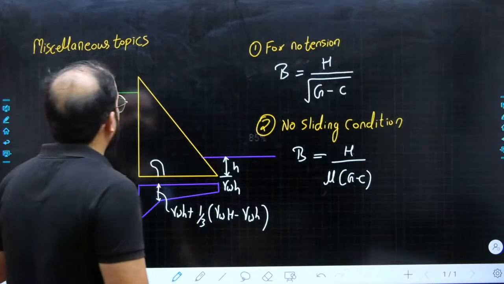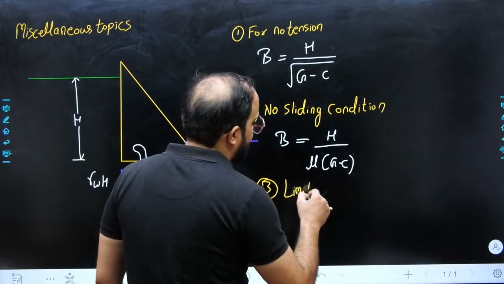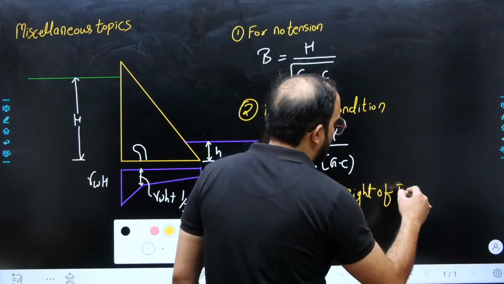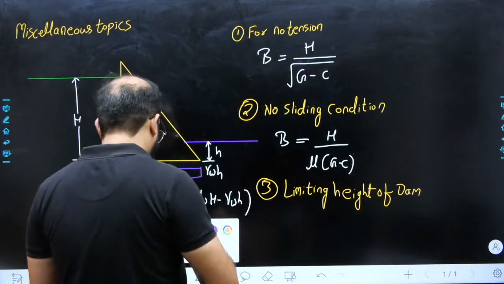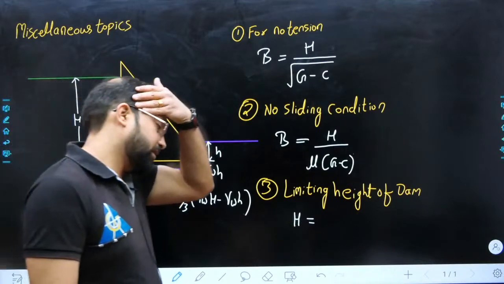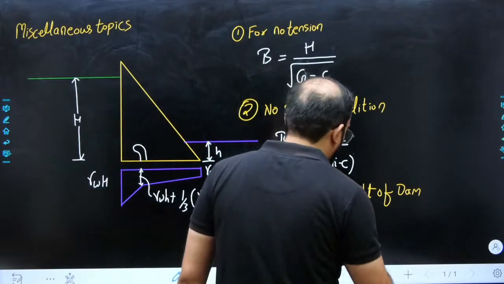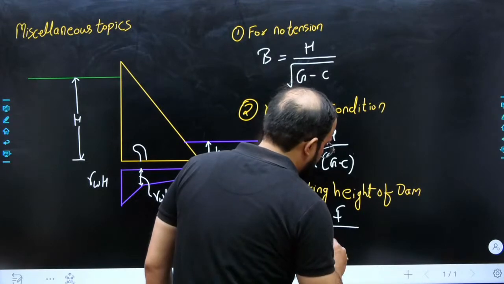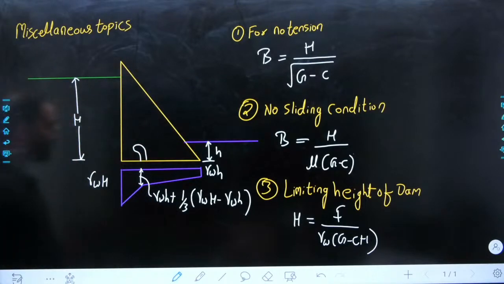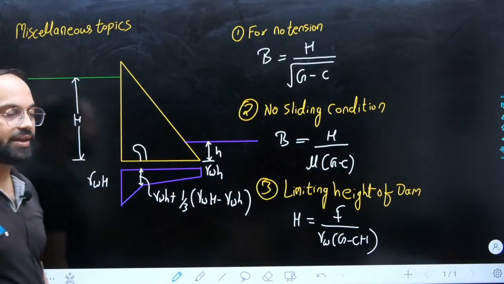Now, the third condition is the limiting height of the dam. Tell me, what will be the formula for the limiting height of the dam? H will be equal to or less than, very good, F divided by gamma W (G minus C plus 1). Okay, very good. Very good, Aman. Very good, Vivek. Okay, so these are the three conditions that we studied yesterday.